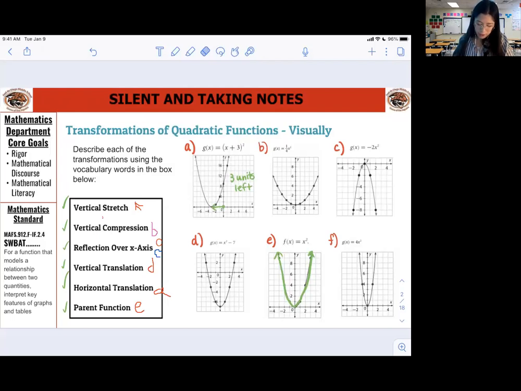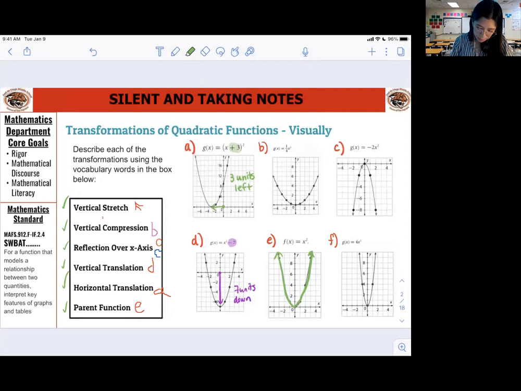Okay, then answer choice D goes down 7 units. 7 units down. So answer choice D is my vertical translation. Vertical is up and down. Since this goes down 7 units, that's why it's vertical. And we have a -7 in the equation. So I'm going to highlight all of those little things right here.